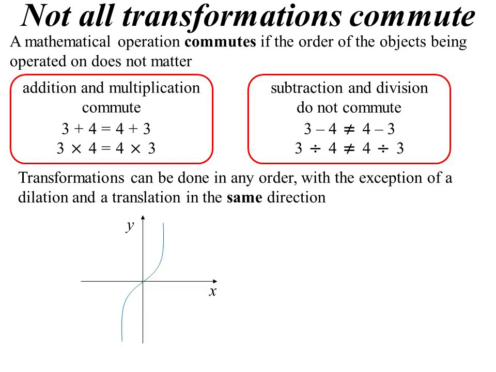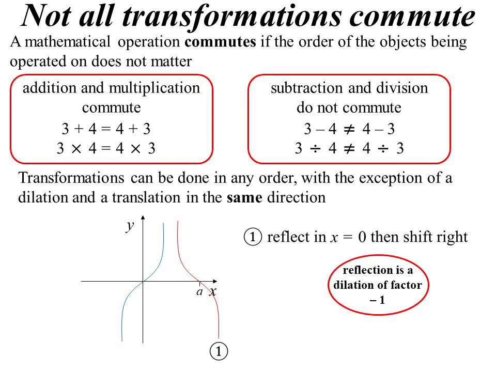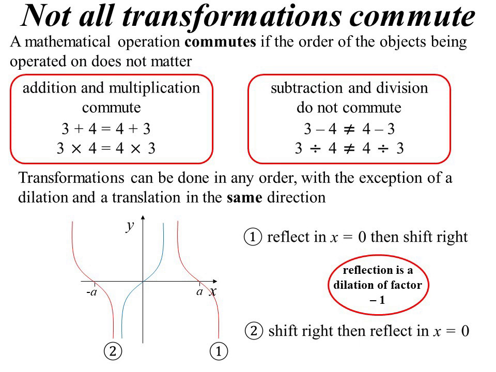Let's see an example. There's a random graph. And if I reflect it, so I've translated it if you like via a reflection, so I've reflected it in x equals 0, then I've shifted it right. So I did a reflection, then a shift. And that's what we looked at yesterday when we talked about reflecting in the line x equals a. We did a reflection, then a shift, and I said do the reflection first. That's why. So that's a dilation of -1 if you like. The second way of doing it, if I was to shift it right and then reflect it in x equals 0, I get a different curve. So the order mattered. It doesn't commute.